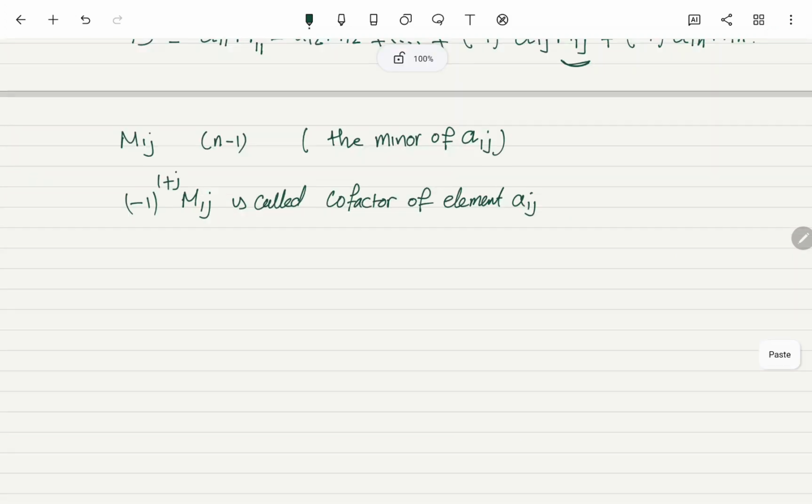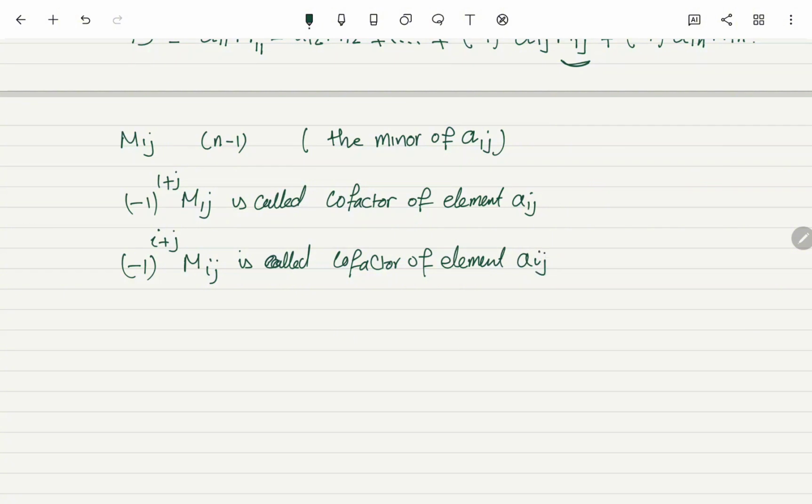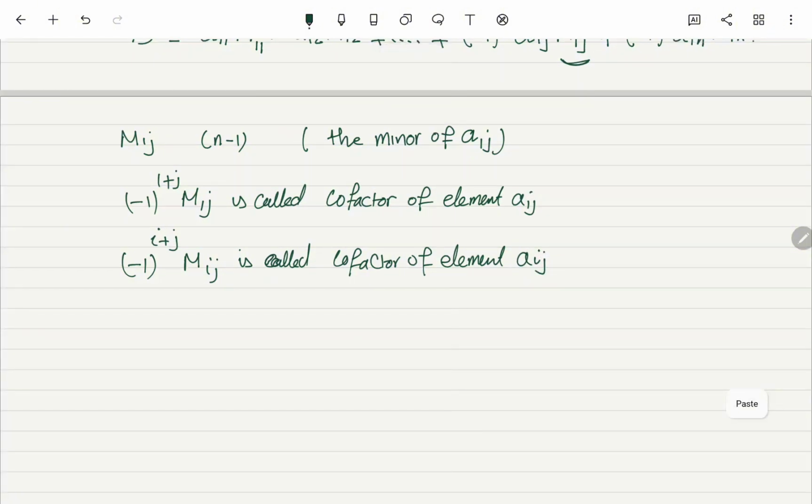Generally speaking, minus 1 to the power i plus j, Mij, is called the cofactor of element Aij, and can be obtained from the original determinant by covering or deleting the ith row and the jth column and introducing the sign minus 1 to the power i plus j in front of the new determinant. To understand this very well, let's have this example.